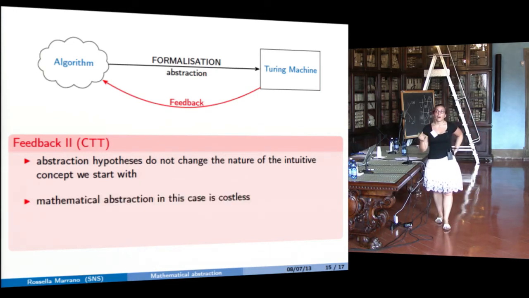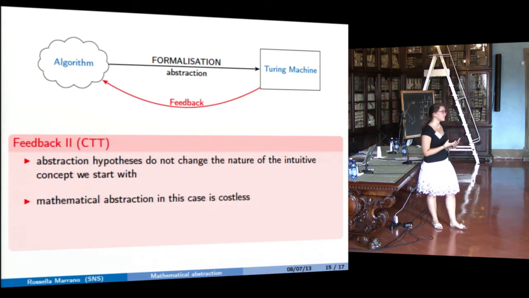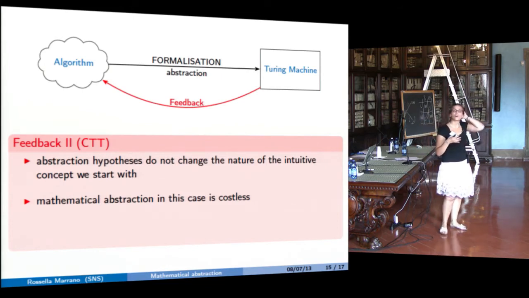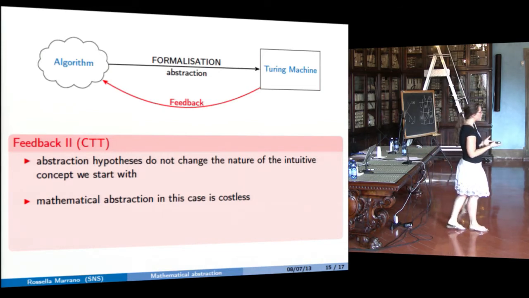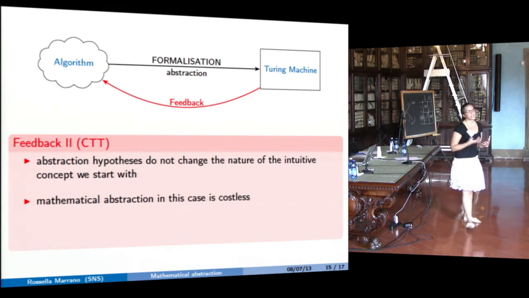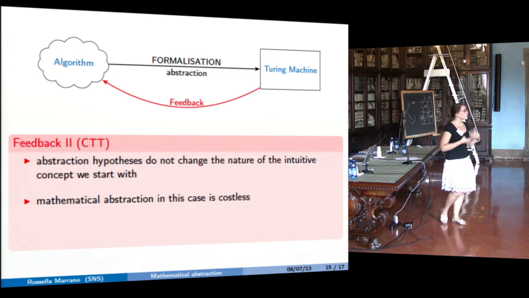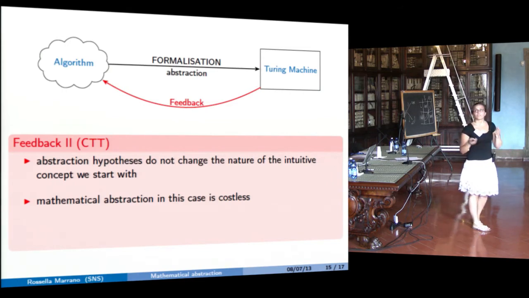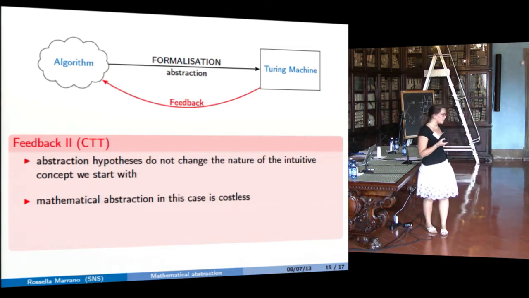And in this case, I was saying that it is a very peculiar case, because in this case, it seems to be that the mathematical abstraction we have done is costless. And we can push on this by saying that we said before that all models are wrong, but in this case, it seems that the model is minimally wrong or not wrong at all, because the formal notion turns out to coincide with the informal one.